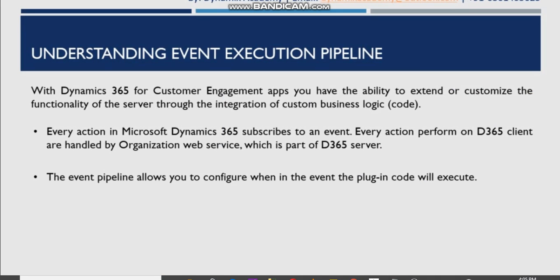As we have already seen, with Dynamics 365 for customer engagement apps, you have the ability to extend or customize the functionality of the server through integration of your custom business logic. And in the previous video we have seen that the Dynamics 365 platform gives you mainly three places where you can register your custom business logic, that is pre-validation stage and pre-operation stage, and lastly after the core operation at post-operation stage in Dynamics 365. So let us now understand how it executes in pipeline.